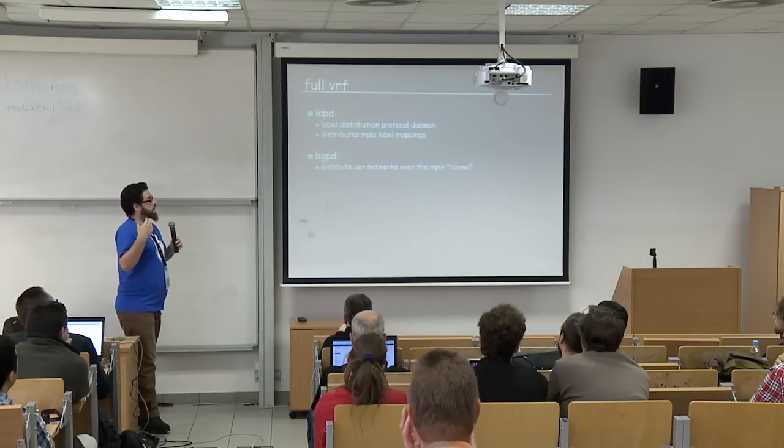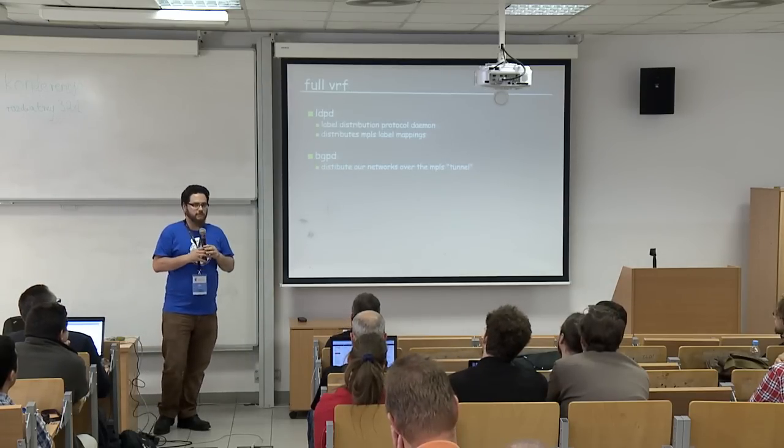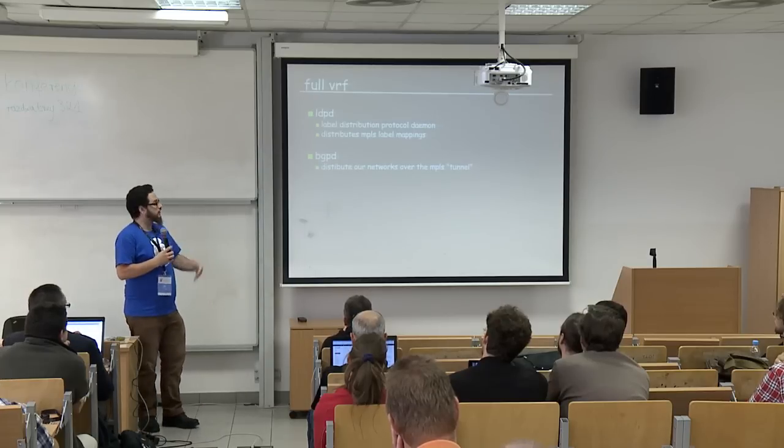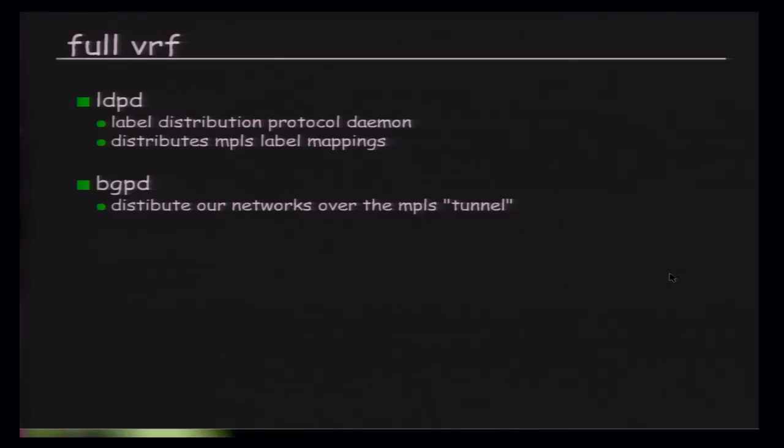And then you have full VRF. This is, again, primarily MPLS. You use LDP, which is the label distribution protocol. And this is a way of telling the other MPLS routers on your network who you are and where and how they should propagate your routes to them.